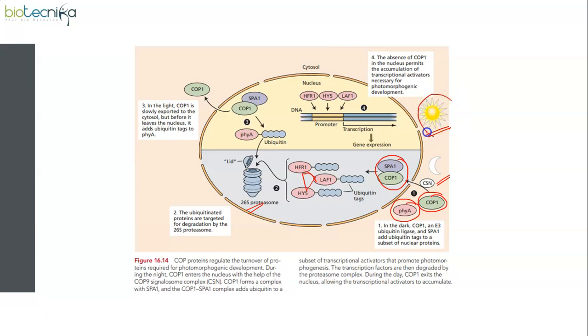During the light conditions, what happens? COP1 and SPA1 will be released outside, that means they move out of the nucleus into the cytoplasm. Before leaving, they will add ubiquitin tags to phytochrome A, so it will be targeted for degradation. Because of this, the transcription factors become free. When the transcription factors are free, they will carry out the necessary gene expression required for photomorphogenic development.